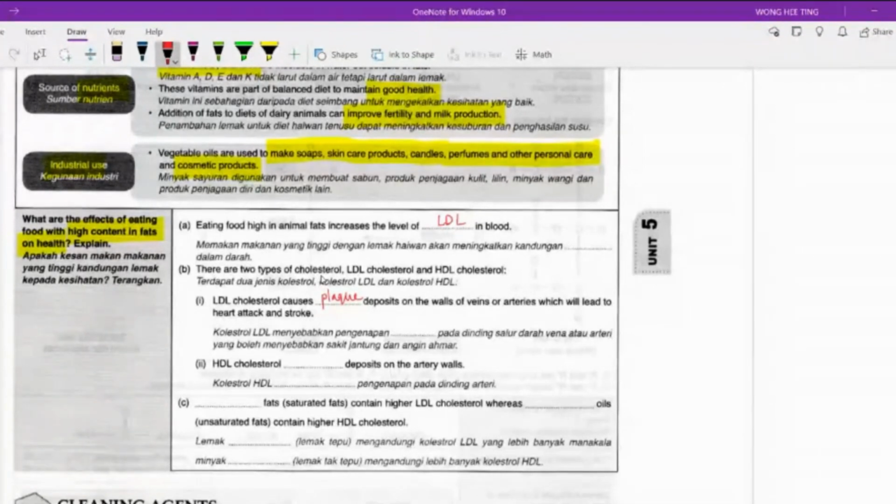HDL cholesterol reduces the deposit on the artery walls. This one will cause the plaques, this one reduces the deposit. Okay, next, animal fats.